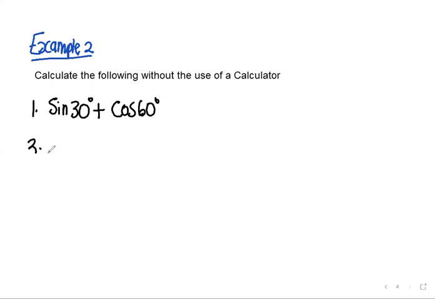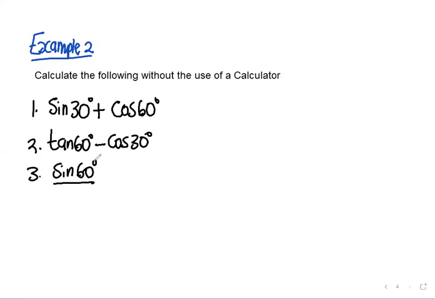Then on number 2, they want us to calculate tan 60 degrees minus cos 30. And on number 3, they want us to calculate sine 60 degrees all divided by tan 30 degrees. On number 4, they want us to calculate cos squared 45. Very easy questions. You get a distinction.